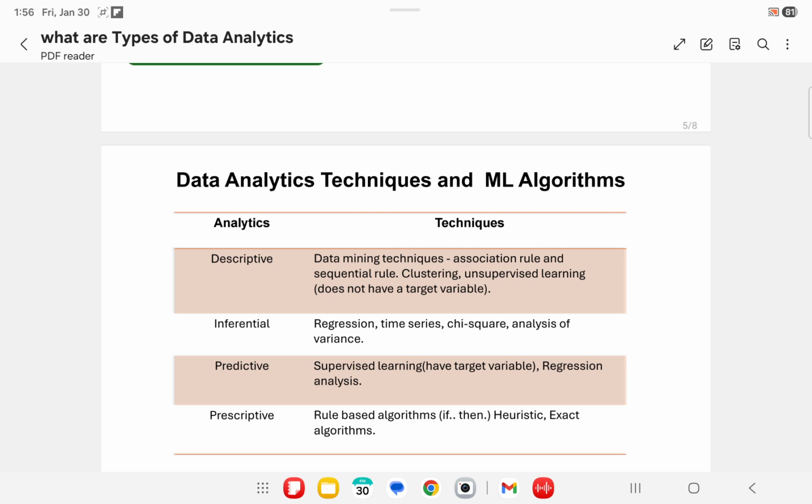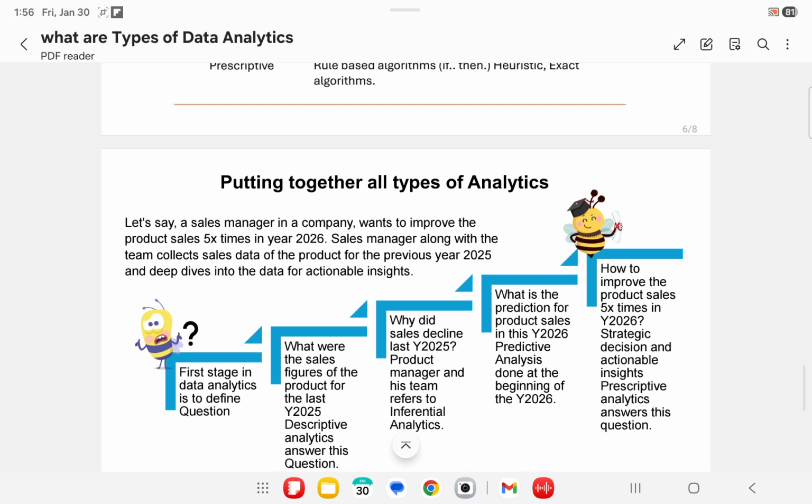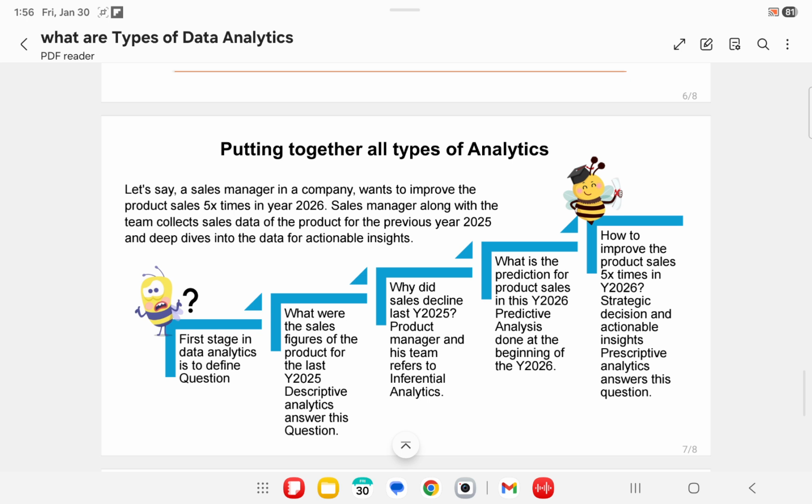Now, let us move to the next slide. To conduct an effective data analysis, it is very important to select the appropriate data analytics techniques. This is based on the dataset and defining the questions. Now putting together all four types of data analytics.